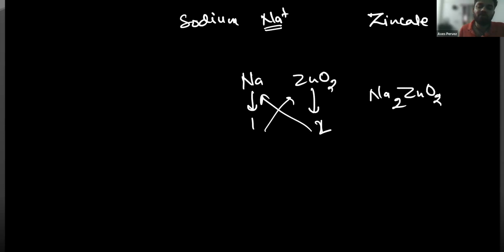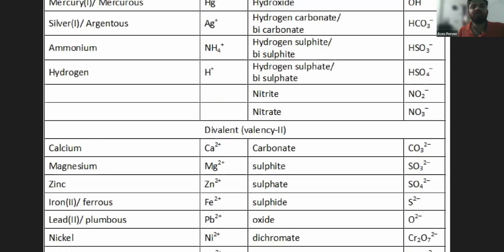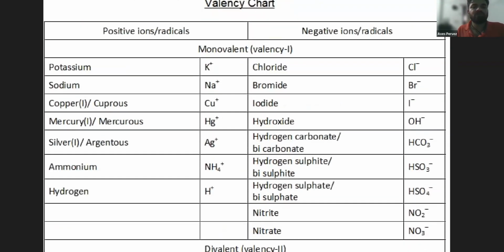So all these valencies you can find here. Like you can find zincate, ZnO2 with -2. And sodium will be 1. So this you need to memorize. Okay, you need to practice this, and then it will be okay for you. You will be able to learn each and every formula of the compounds. Okay.